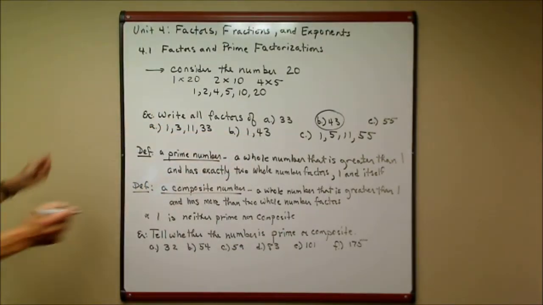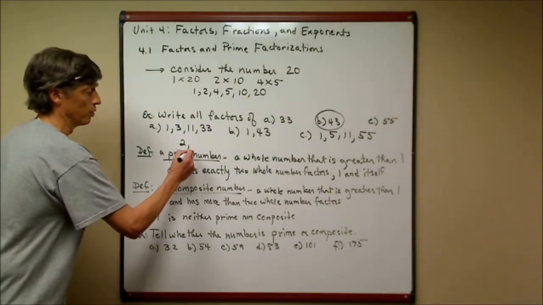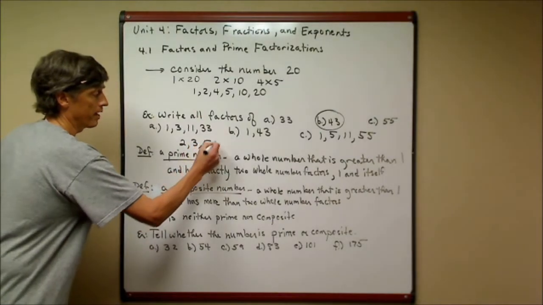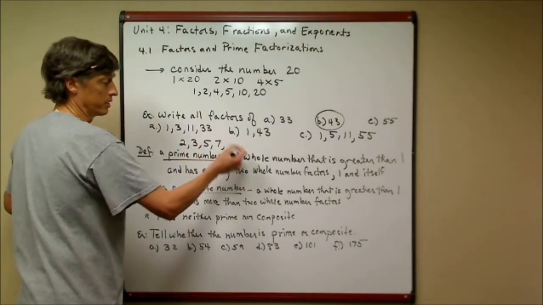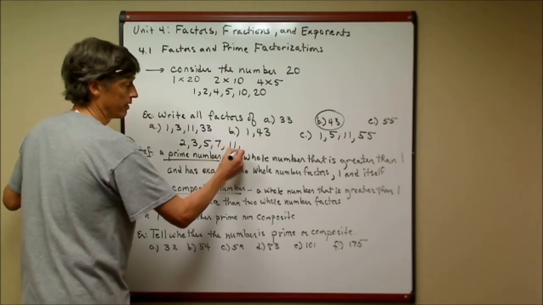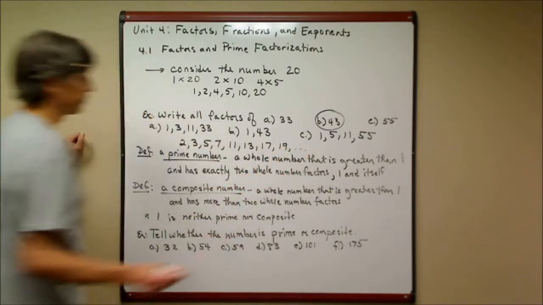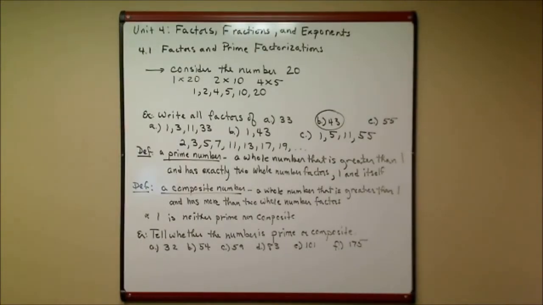There are lots of prime numbers. The smallest prime number and the only even prime number is 2. 3 is prime, 5, 7. Now we skip 9, because 3 divides into 9, but 11 and 13 and 17 and 19 and, well, that list goes on and on and on.